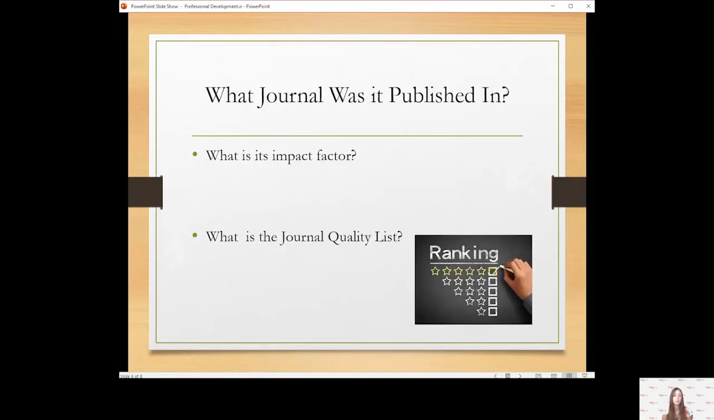Well, one thing you can do is look at the journal that the article was published in. And you can determine if the journal was good by looking at the journal's impact factor and how it ranks on the journal quality list. You may also want to determine if it is published in a journal that is relevant to the topic that the article was written on.